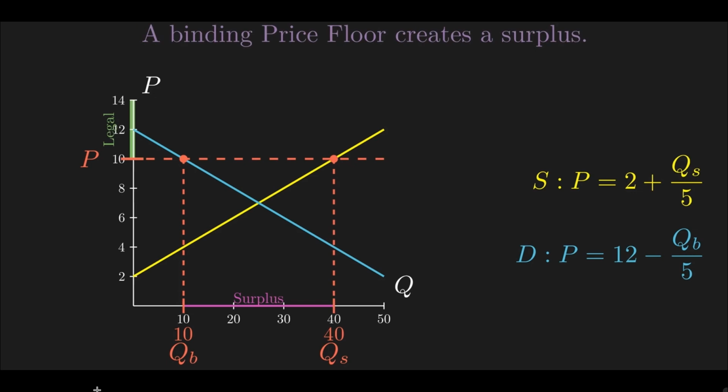So the conclusion here is that a binding price floor, binding meaning that the equilibrium price is not legal, creates a surplus. So surplus is generated from a price floor.